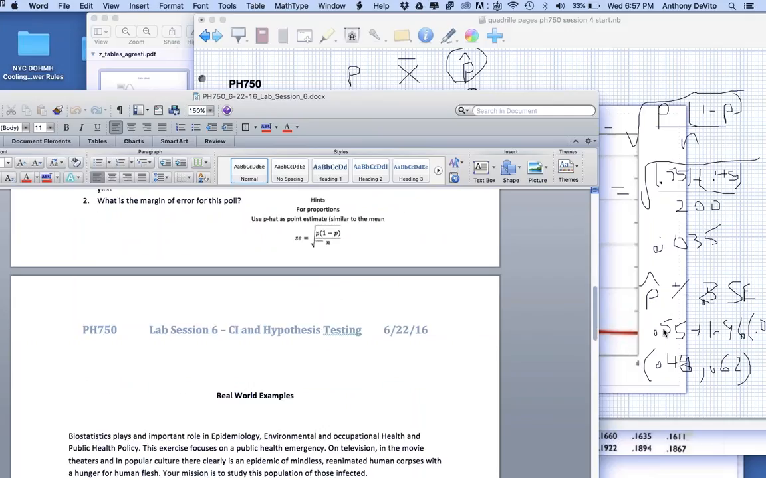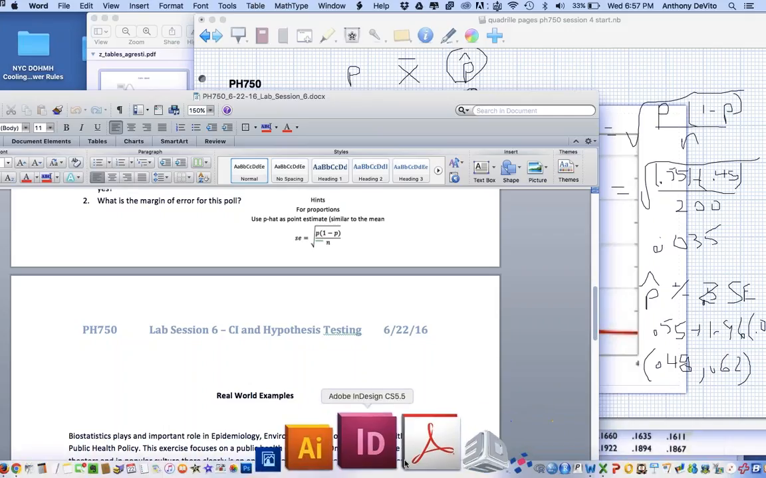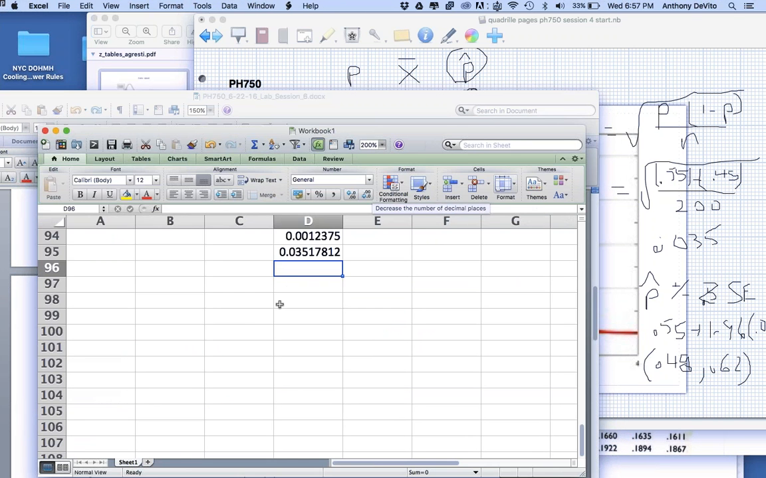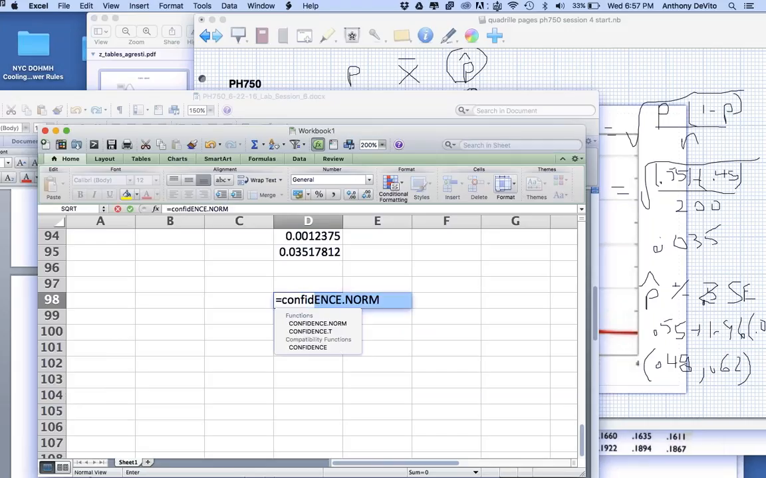Okay, so is there a function in Excel that has the ability to calculate the values we just did for the confidence interval, or is it manual? That's a good question. No, I don't think so. Well, let's see. I've done it this way for so long. Let's see what CONFIDENCE tells us.